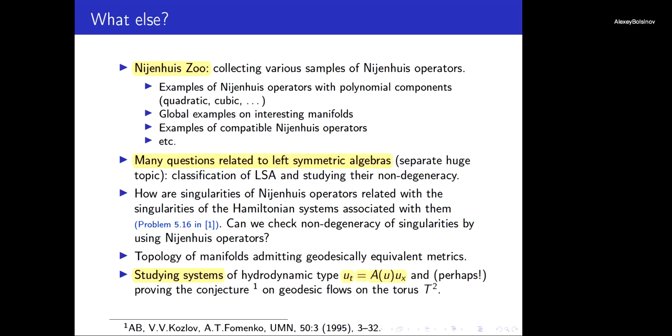So in other words, you may say it in this way. There is a list of examples of integrable geodesic flows on the torus, and the problem is to prove that this list is complete in the class of polynomially integrable geodesic flows. The question, as was shown by Mironov and Bialy, is reduced to studying solutions of a very specific system of hydrodynamic type, where A of U is related to a certain Nijenhuis operator in a not very complicated way. And the problem is to check whether or not the system admits periodic solutions. So that's as simple as that.